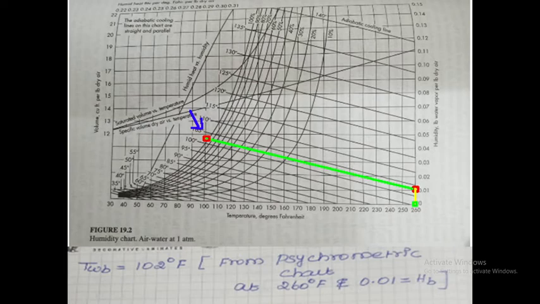Okay. After that, from THB, draw a vertical line up to the marked HB. This is the intersection point between THB and HB. From that, draw an inclined line up to the 100% saturation line. That value is taken as TWB. TWB is nothing but the outlet wet bulb temperature. From the graph, TWB is approximately 102 degrees Fahrenheit.